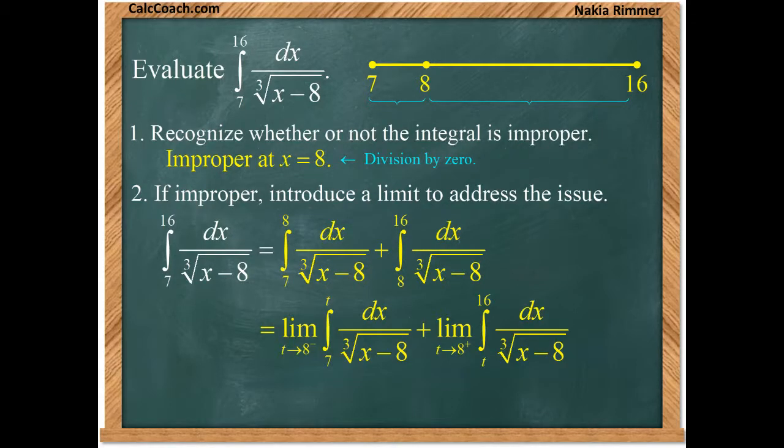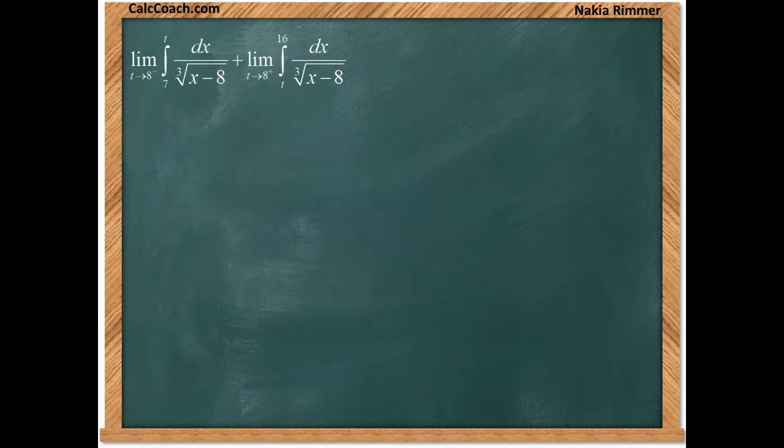As a technicality, we'll let t approach 8 from the left-hand side on the first integral because it's approaching from smaller numbers. And we let t approach 8 from the right-hand side in the second integral because it's approaching from larger numbers. And we have to do these two integrals separately and the two limits separately. So let's take a look at that.